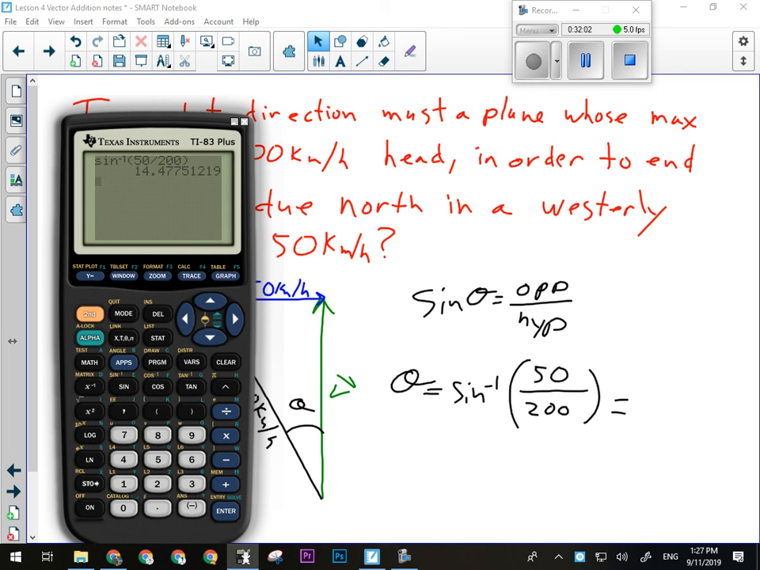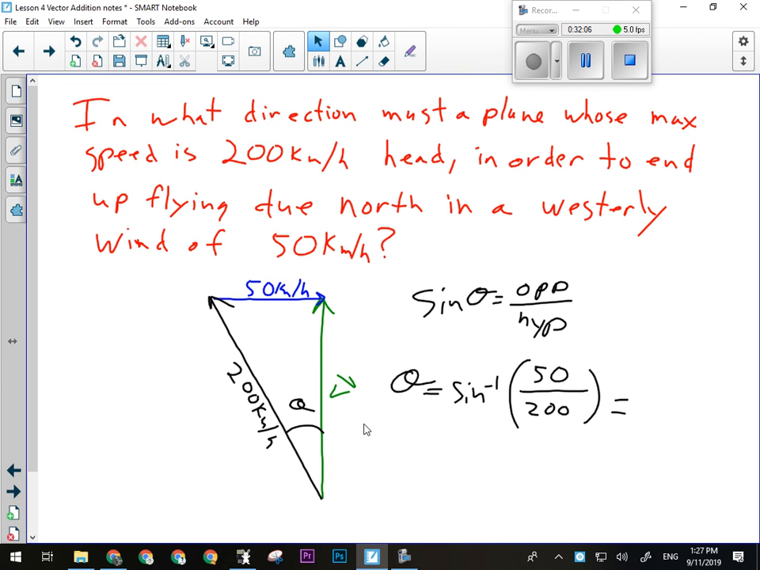Which direction? West of north, right? This is north. I got to go west. If the wind's blowing east, I need to go slightly west so the wind blows me back to straight. So that'll be west of north, and that was 14 degrees. So that's another way that a boat question could work.